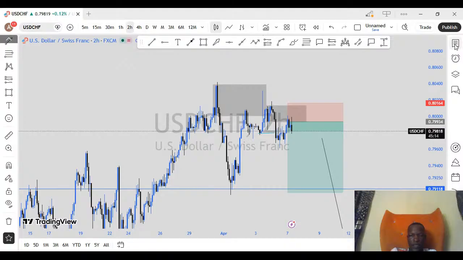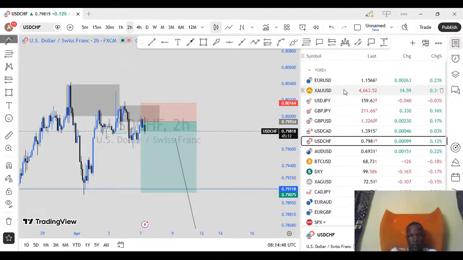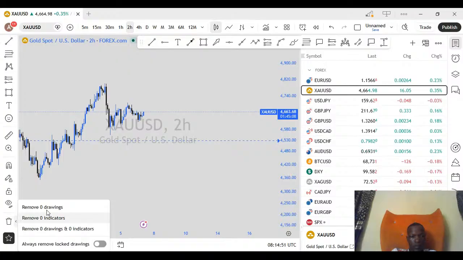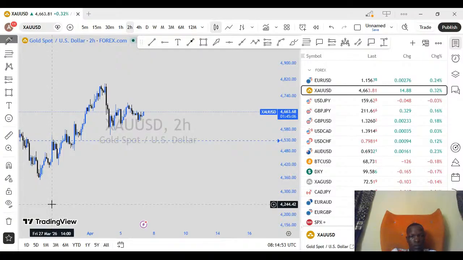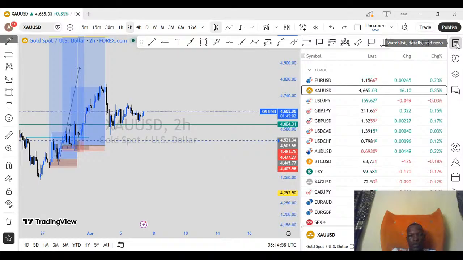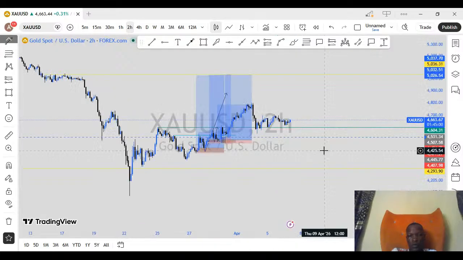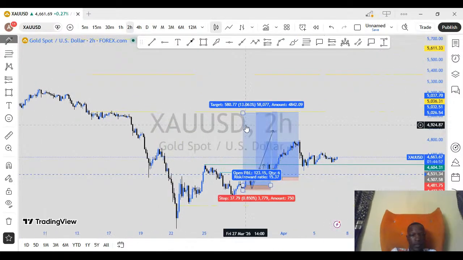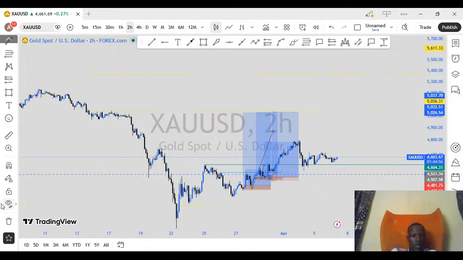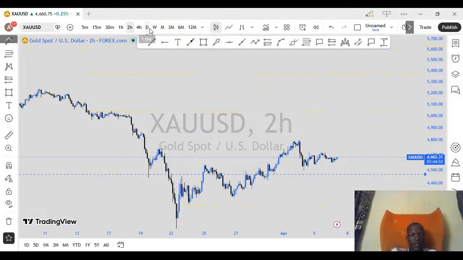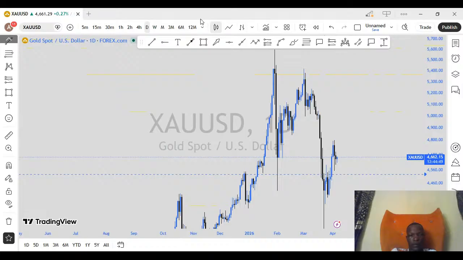Let's see another pair. Let's check. On this gold, what did we do? Okay, we bought last week. Let's see. Remove all drawings. Let's check from daily time frame. Okay, for monthly time frame.